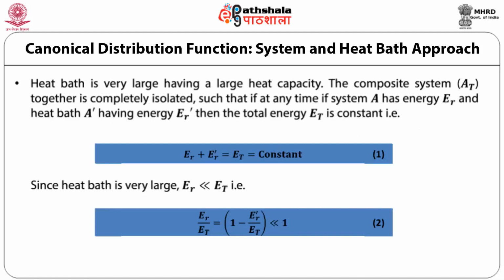The heat bath is very large, having a large heat capacity. The composite system A total is completely isolated, such that if at any time system A has energy ER and heat bath A dash has energy ER dash, then the total energy ET is constant. That is, ER plus ER dash is equal to E total, which is constant. Since the heat bath is very large, ER is very much less than ET. That is, ER upon ET is equal to 1 minus ER dash upon ET, which is very much less than 1.